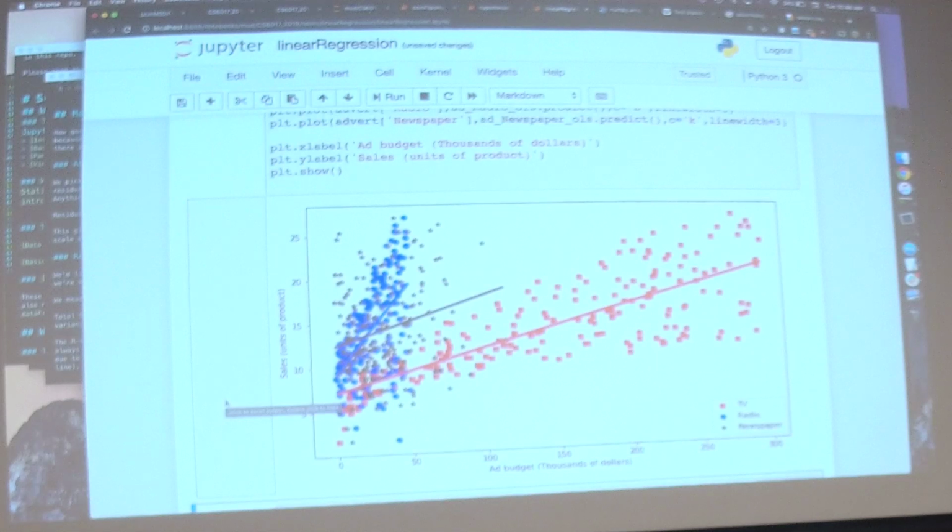So, what conclusions as an advertising executive would you make at this point? Advertising does seem to increase sales regardless of the medium. Yeah. What else?